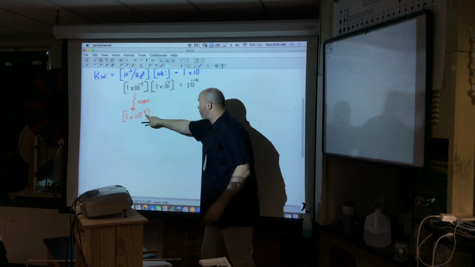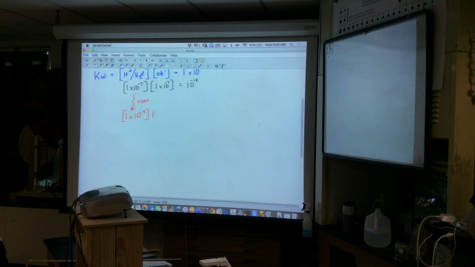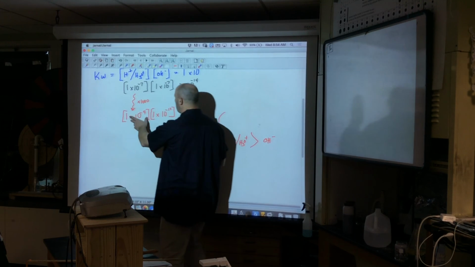So 4 plus what is 14? Yes, this becomes 1 times 10 to the negative 10. And we all should see that that number got smaller. And what do we know here? We know when the H plus, or the H3O plus, is greater than the hydroxide, we call this what range? The acidic range.